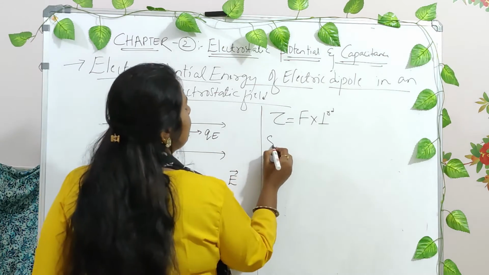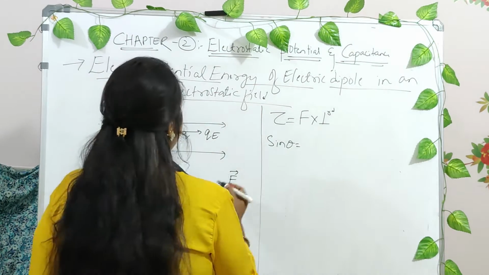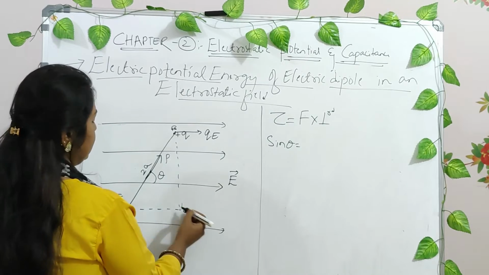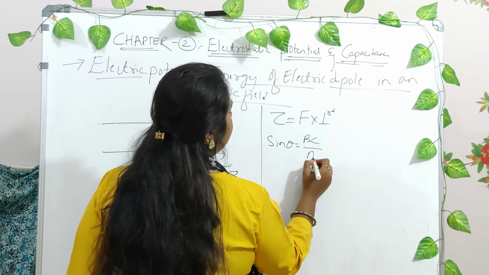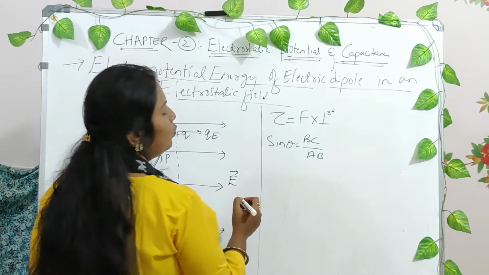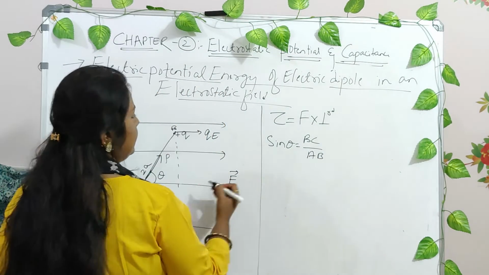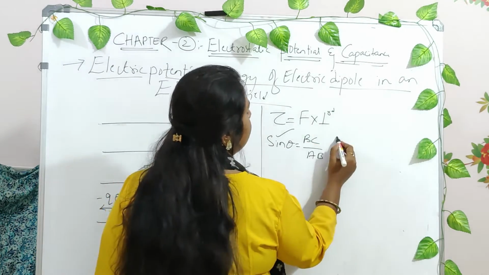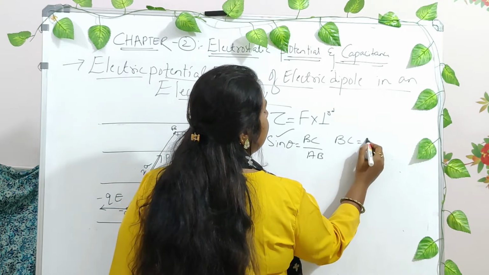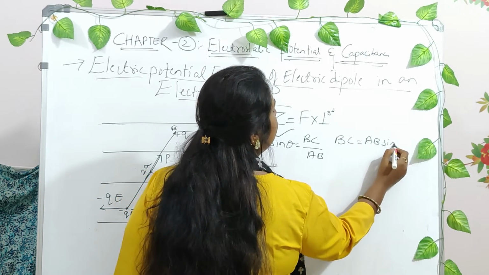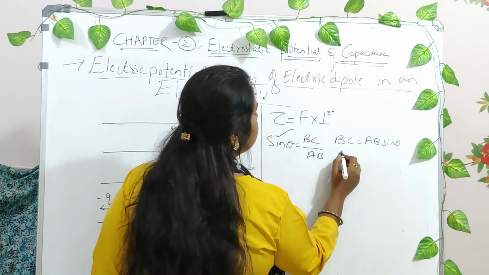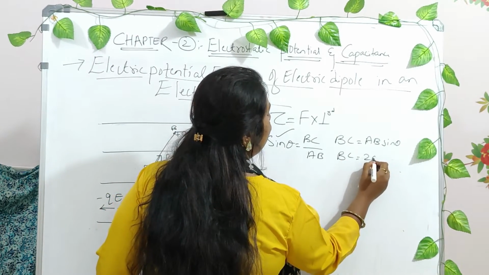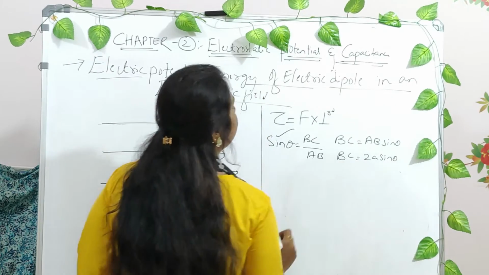So how do you write it? What is sine theta? Sine theta can be defined as BC by AB, right? What distance did we want? What was the perpendicular distance? It is BC. So you express this equation in terms of BC. BC will be equal to AB sine theta. What is AB? AB has a value of 2a. So BC is equal to 2a sine theta, right?